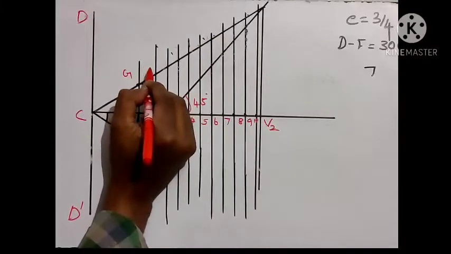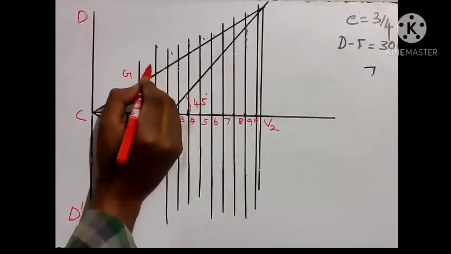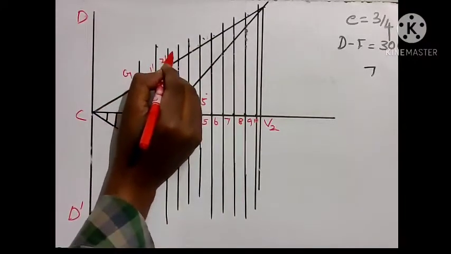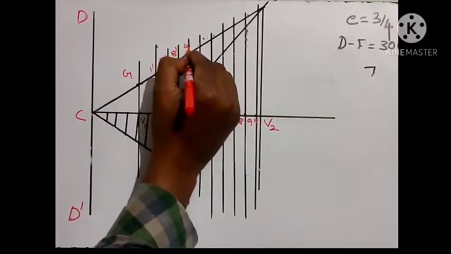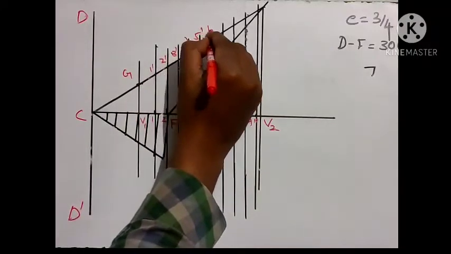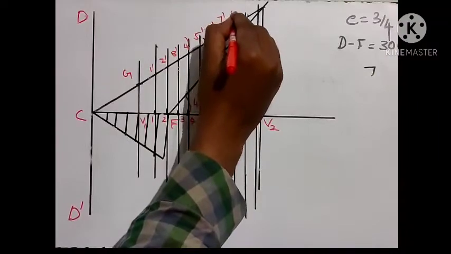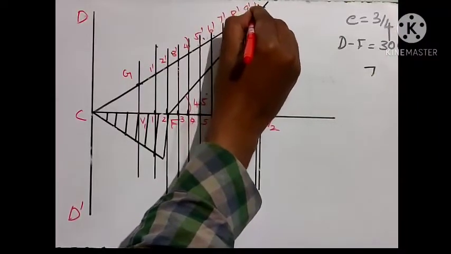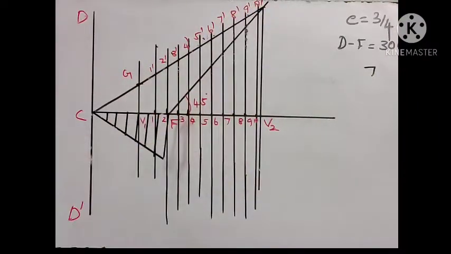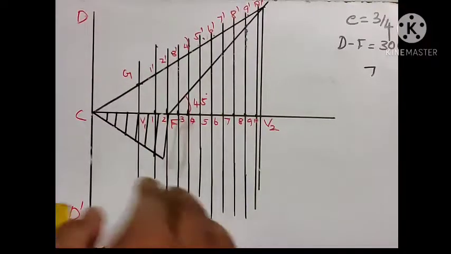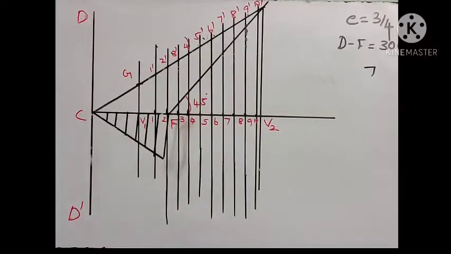You need to name the one corresponding to that as 1 dash, 2 dash, 3 dash, 4 dash, 5 dash, 6 dash, 7 dash, 8 dash, 9 dash, 10 dash. So we have made enough construction lines. Next step is to identify the path of the ellipse.